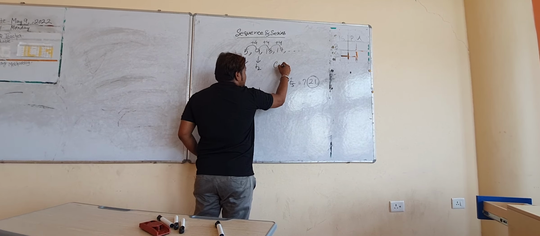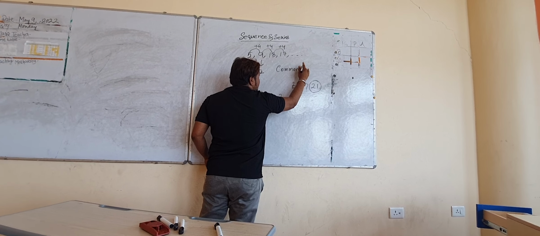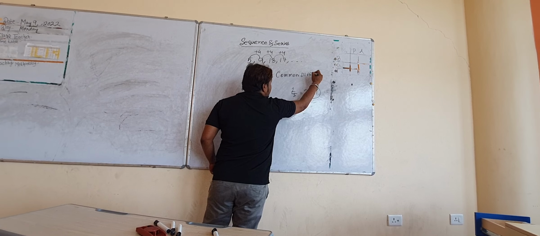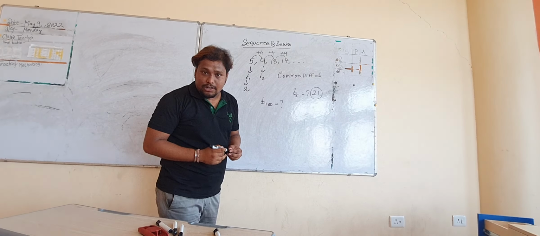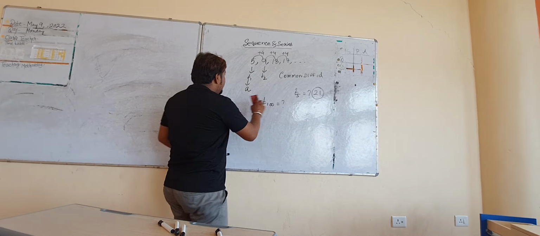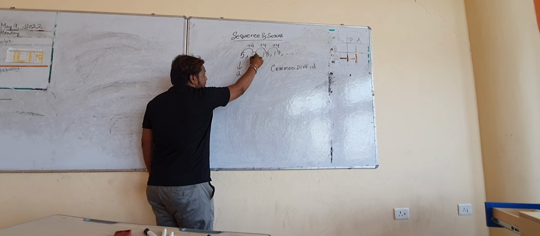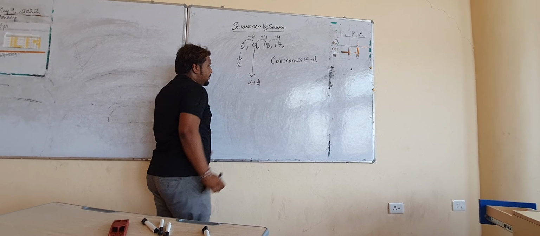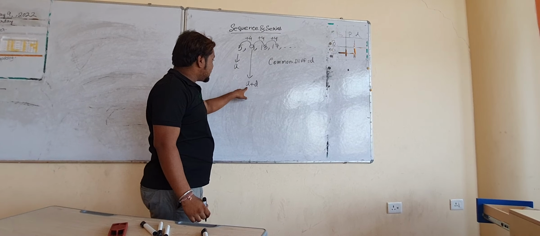This common difference is denoted by D. Now you can see that if the first term is A, the second term is made by A plus D, meaning first term plus 4. The third term is made from the second term A plus D, plus D again, so we can say it as A plus 2D. Similarly, the fourth term is A plus 3D and so on.